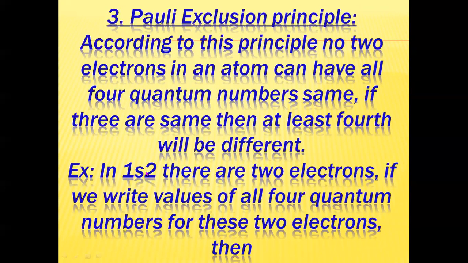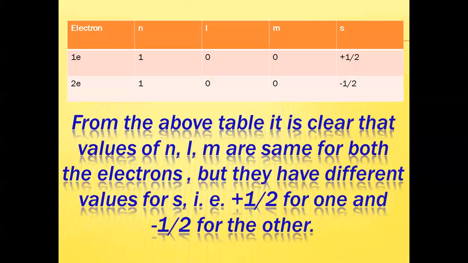Here 1s2 means there are two electrons in the s sublevel, the s orbital of the first orbit or first main energy level. Because in the first 1s orbital we have two electrons, namely first electron and second electron. So the value of n is 1. Why? Because it is 1s, meaning first orbit. And when n is equal to 1, L can have only one value, and that is 0. And when L is equal to 0, m can have the value 0.